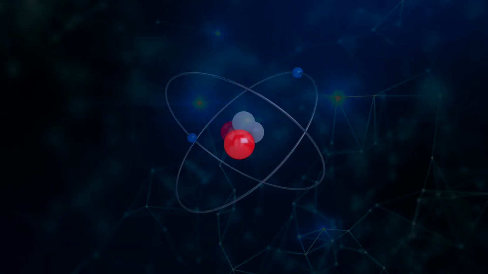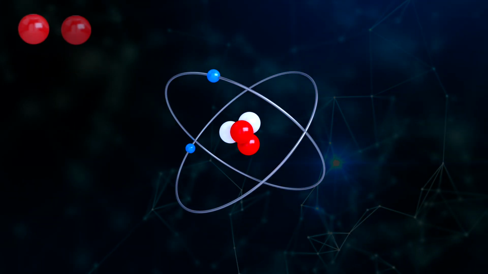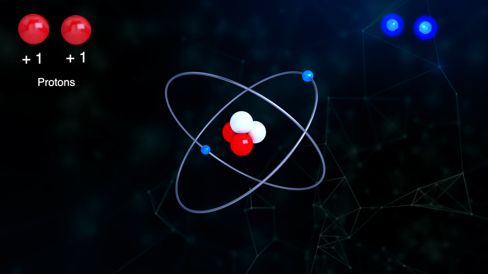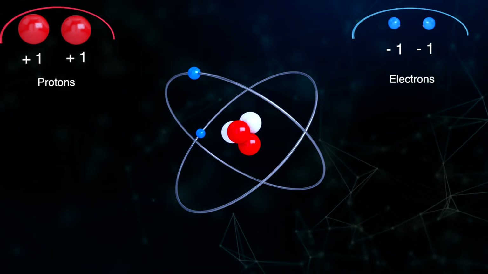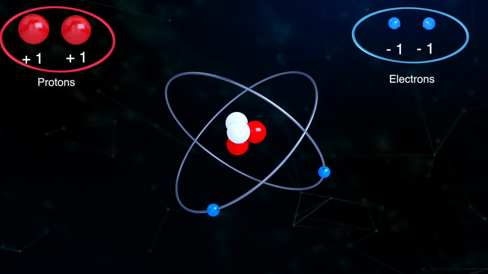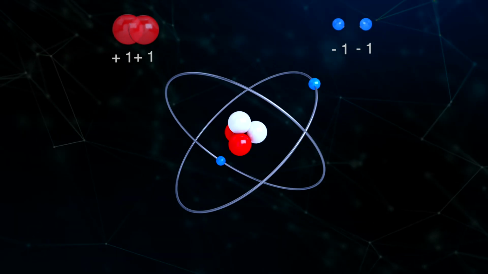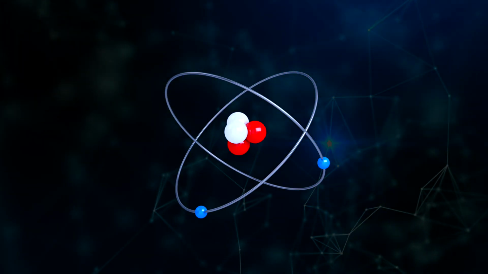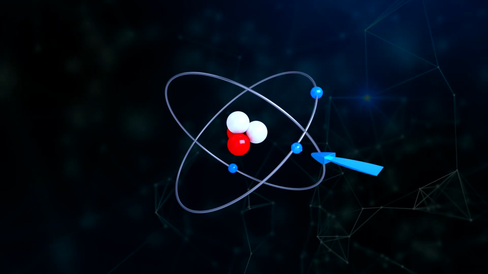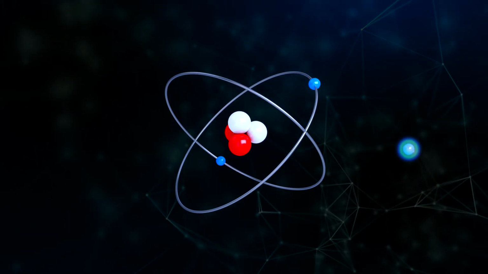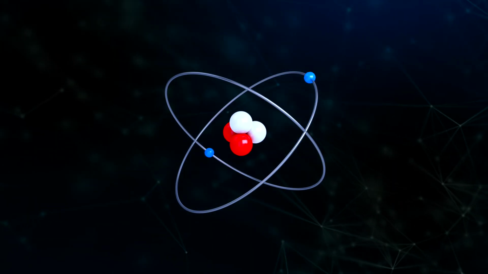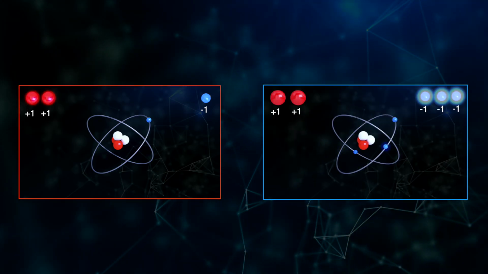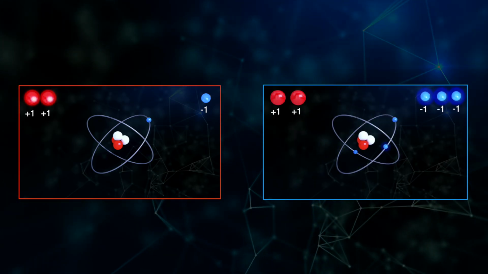In this atomic structure, there are 2 protons in the nucleus and 2 electrons orbiting in the electron shells. Since the number of protons and electrons is equal, their positive and negative charges cancel each other out, making the atom overall neutral. But atoms aren't always neutral. Sometimes they gain or lose electrons, which causes the charges to become unbalanced, resulting in either a positive or negative charge. When this happens, the atom is no longer neutral and is called an ion.